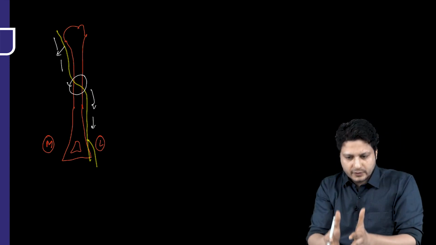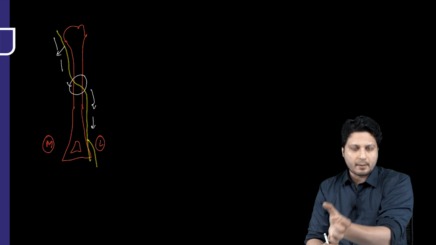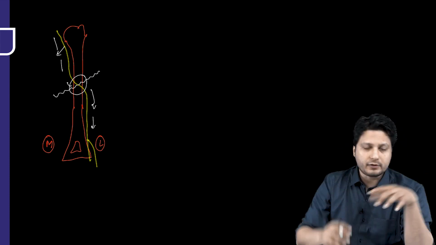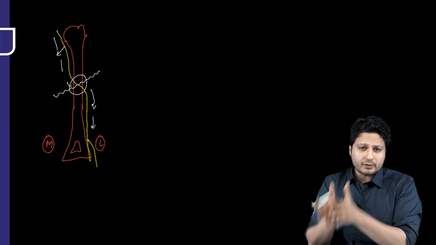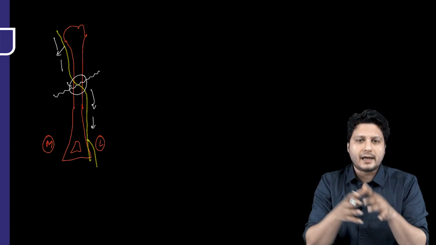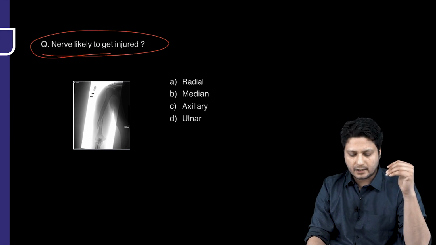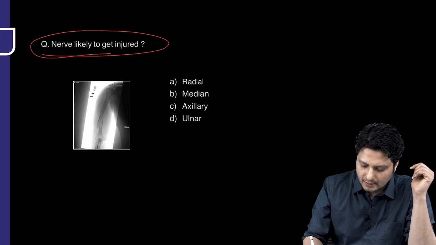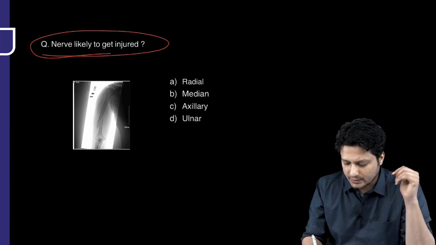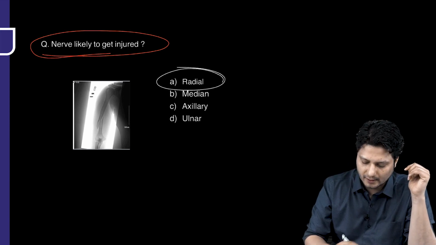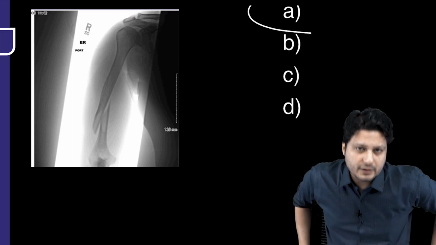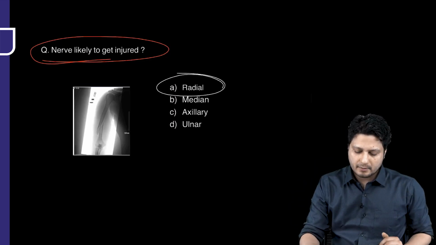So along the long axis of the humerus, the nerve is lying in close approximation. Now imagine if there is a fracture in the region of the mid 1/3 of the humerus, then the nerve which is likely to get impinged, likely to get compressed, is the radial nerve. So for this particular question, they are asking what is the name of the nerve which is likely to get injured? The answer for this question is the radial nerve, because in a mid 1/3 humerus fracture, the nerve which is likely to get impinged is the radial nerve.